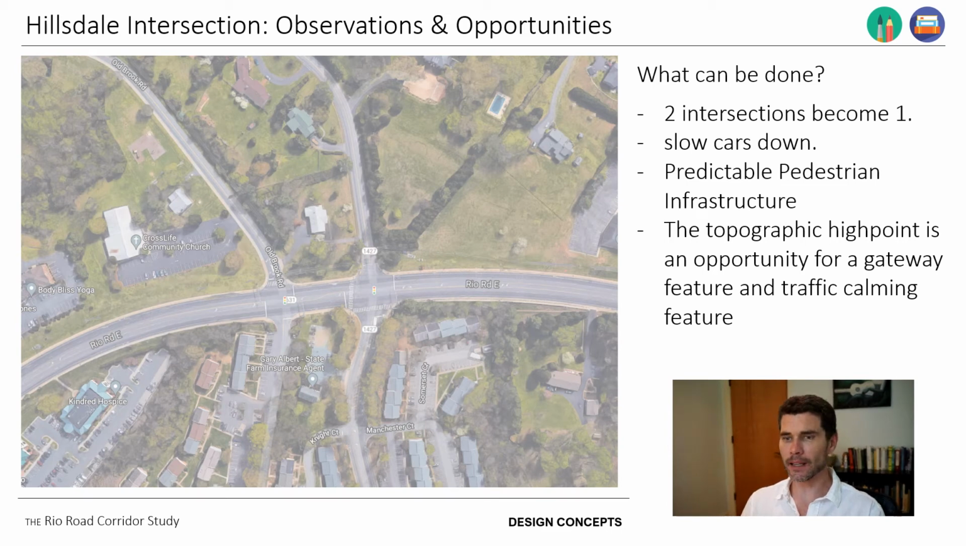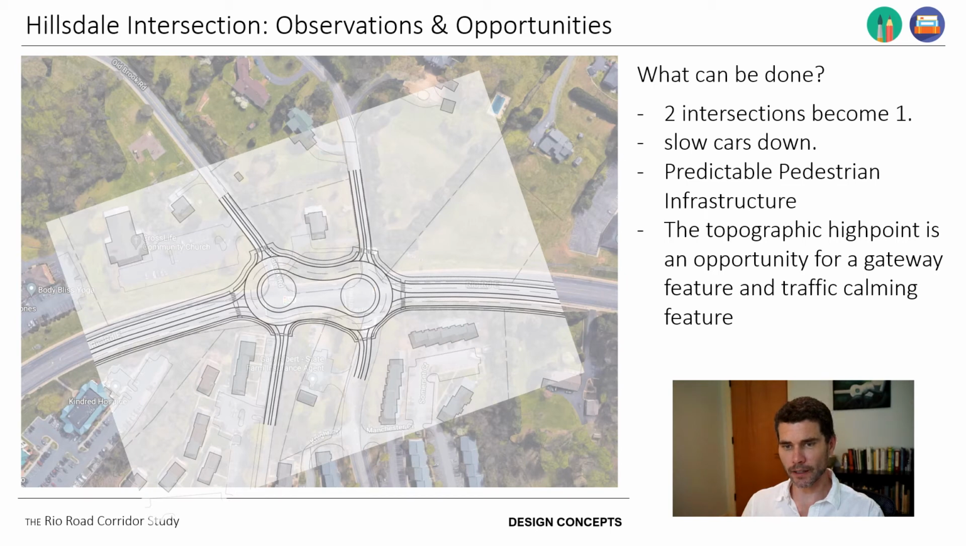Well, I think we need to get the intersections acting as one. So the two need to become one, sort of like a marriage. We need to slow the cars down. We need to create predictable pedestrian infrastructure so that pedestrian crossings are not just easy, but they're predictable to vehicles. And I think we should try to leverage this topographic high point for some sort of gateway type feature to the corridor that can also serve as a traffic calming device.